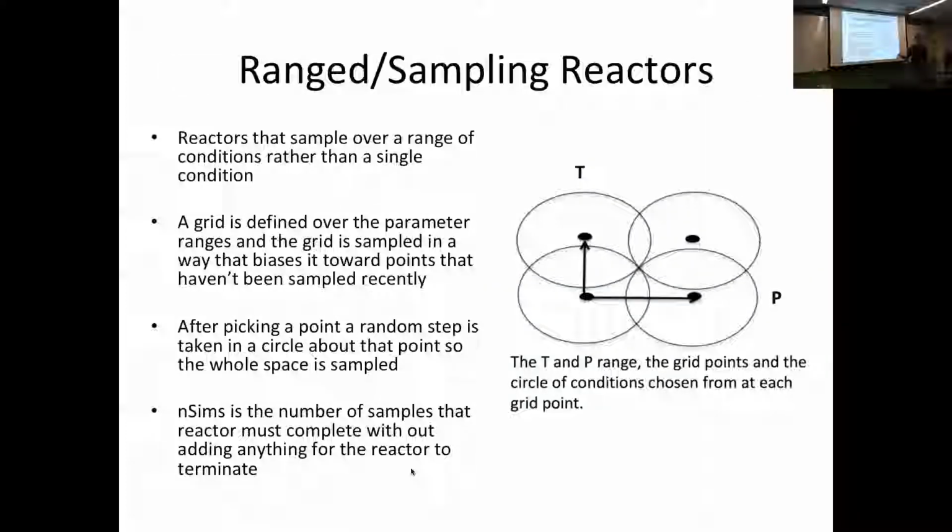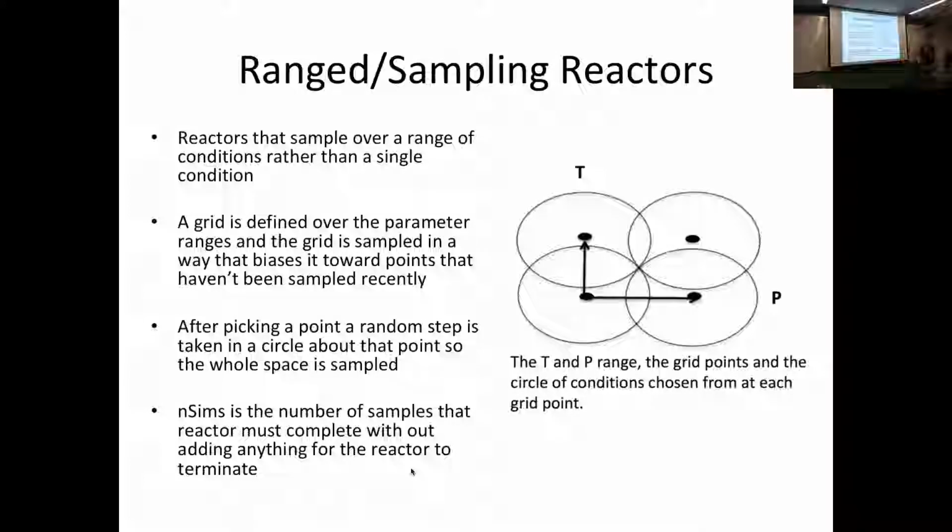Okay, so ranged sampling reactors. This is a new thing. I think I built this last March. Essentially the idea is that instead of setting a bunch of reactors at specific points, what if we sample over the entire space that we're interested in? The way it works is we define a grid over the parameter space. So suppose we just care about temperature and pressure, and we're being really sloppy, so we pick a grid with only 4 points in it.